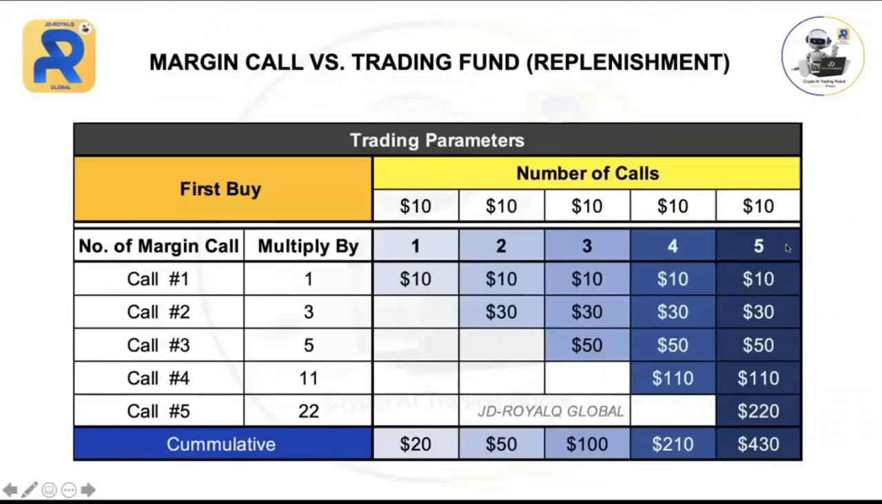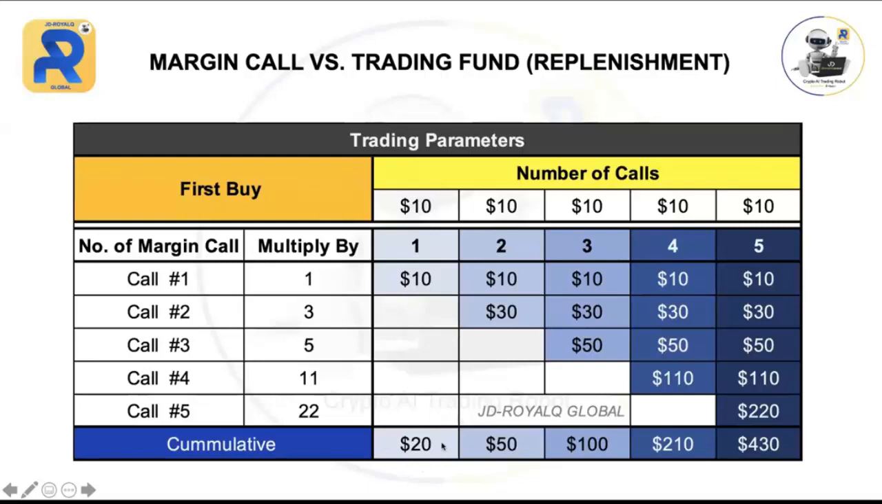All right, now, if you look at the margin call versus trading fund, you can see from this table, I'll put it very clearly for you. So let's say the number of calls is 5. Each of these, first buy will be 10. You don't change that. So the first buy is 10. Now, if you look at the first call, let's say I multiply by 1. So if I multiply by 1, that will be $10. So 1 times 10, that is $10. Now, I already have the first order, which is $10. And if I hit my first call, that will be another $10. So what will be my total cumulative order now?